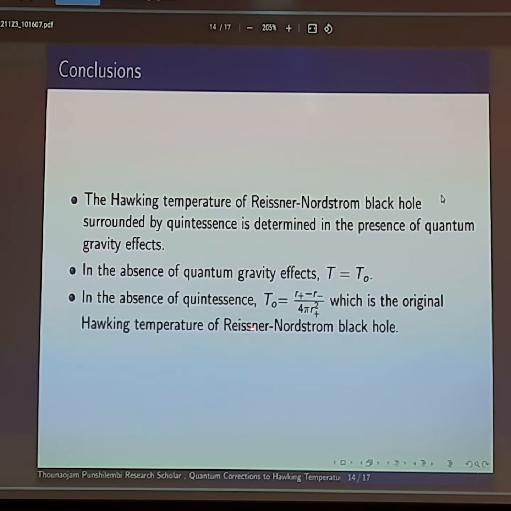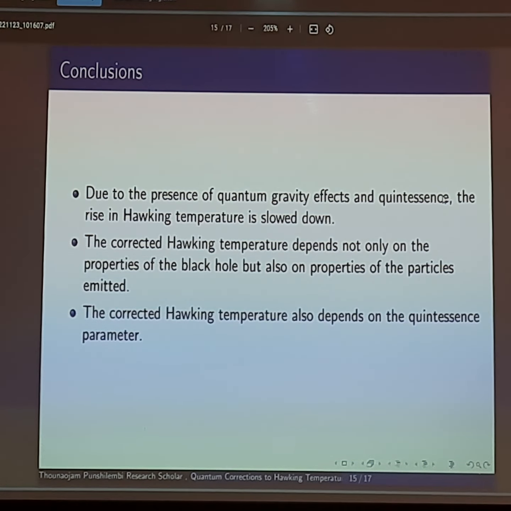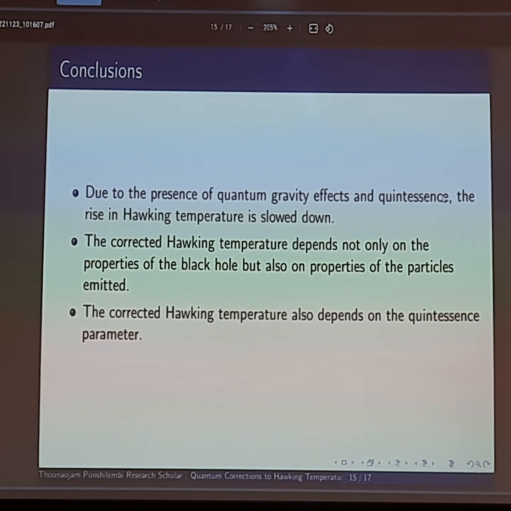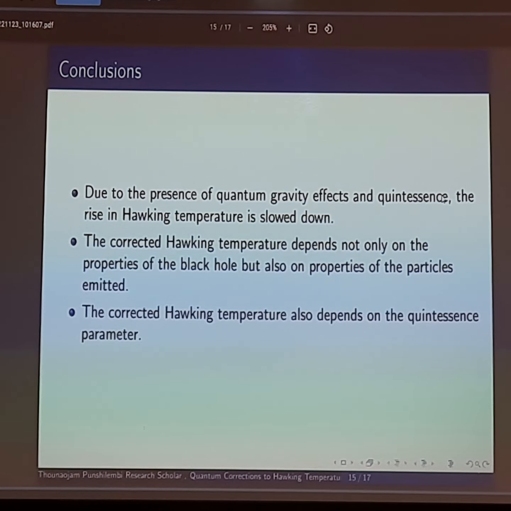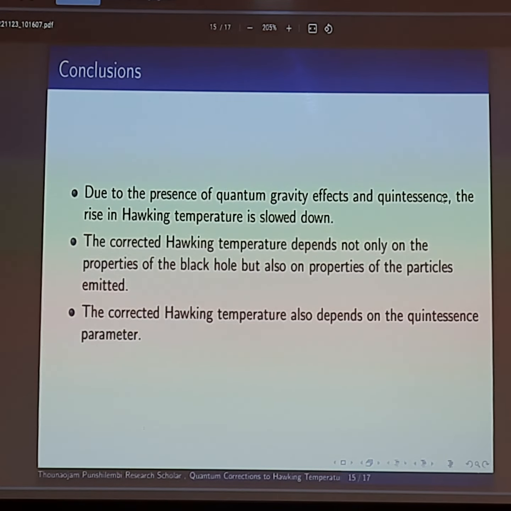What we can draw from these results is that in the presence of quantum gravity effects and quintessence, the rise in Hawking temperature is slowed down, and the corrected Hawking temperature depends not only on the properties of the black hole, but also on the properties of the emitted particles. The corrected Hawking temperature also depends on the quintessence parameter.